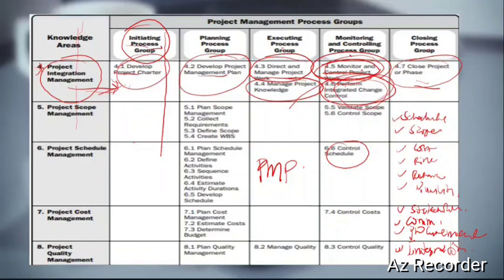Okay, so integration is helping us run through entire projects. We'll take a break.